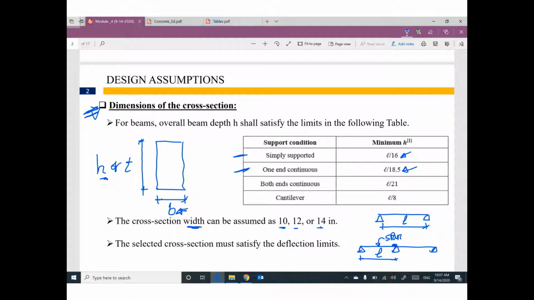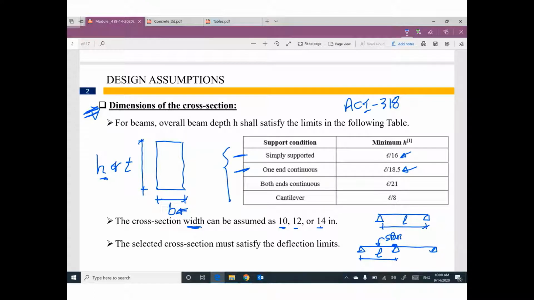ACI 318 recommendation to select or assume H overall depth. Please don't assume any H below these numbers. You can go over. If this table gives you a number 25, for example, you can assume 830. That's fine. You can assume 827. That's fine. But don't assume a number below these limits.